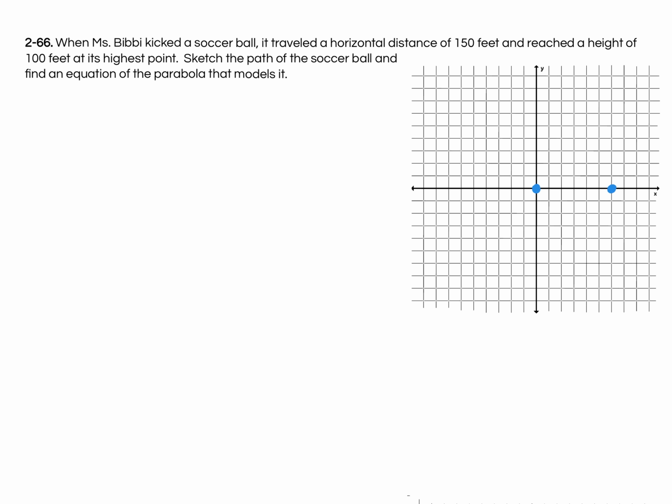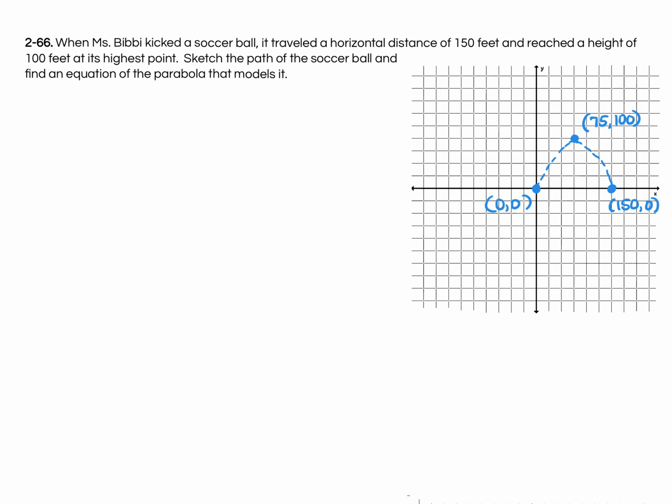Now, what I know is that halfway through that path, I will be at 100 feet. So at 75 feet, 25, 50, 75, I'm going to be up at 100 feet. So 25, 50, 75, 100. So this ordered pair is the point 75, 100. That is the vertex for the path of my soccer ball. Now I have two other points on here, 150, 0, and 0, 0.